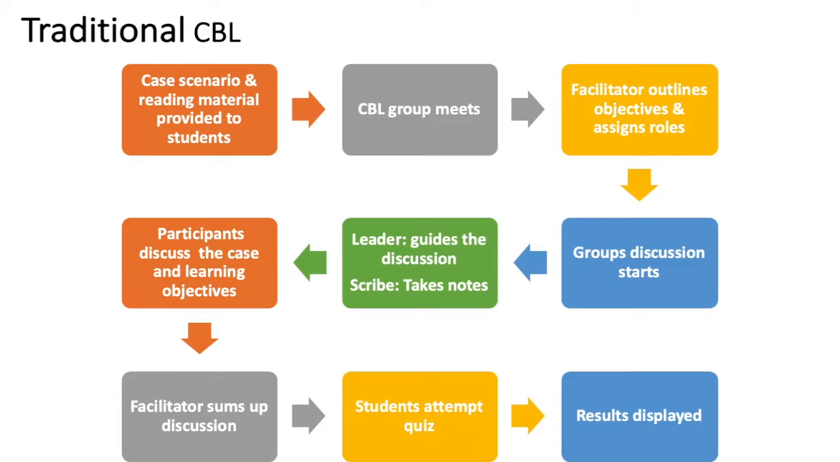In a traditional CBL, students are provided with a case scenario and the reading material prior to the class. They are expected to come to the class having gone through the scenario and the reading material. During the class, the facilitator assigns goals and outlines the objectives related to the case scenario. He then takes a back seat and allows the students to lead and participate in the discussion. The scribe notes the answers, and together the students attempt to meet the learning objectives. The facilitator sums up the case and takes a simple formative assessment at the end of the session.